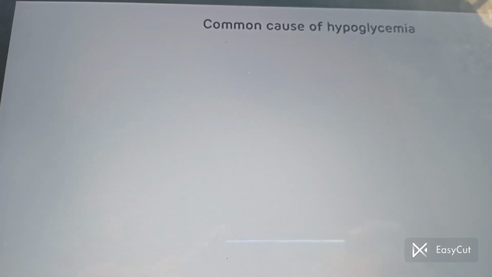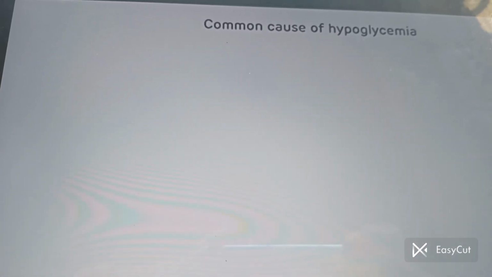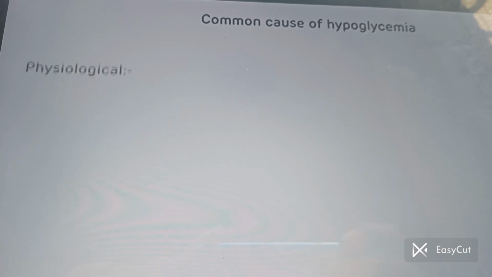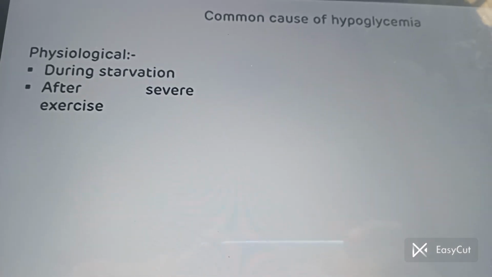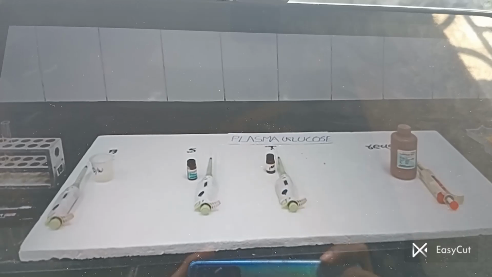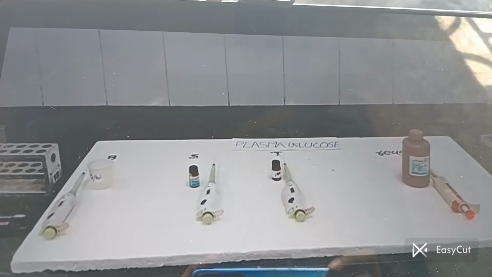Now, common causes of hypoglycemia, that means reduced blood glucose concentration. The physiological causes are starvation and after severe exercise. So these are the physiological reasons for hypoglycemia. And now let's see how to do the operational procedure for plasma glucose.